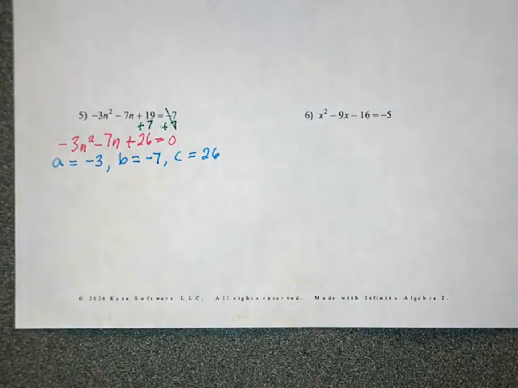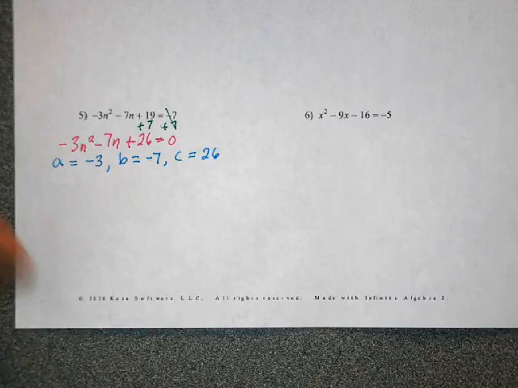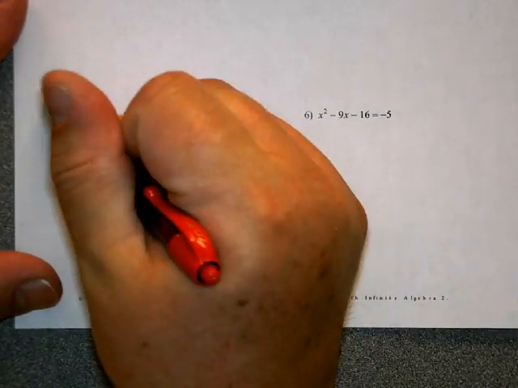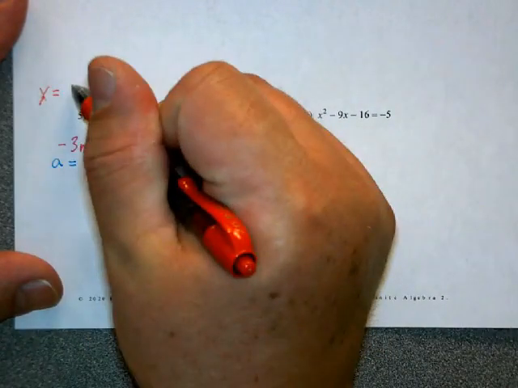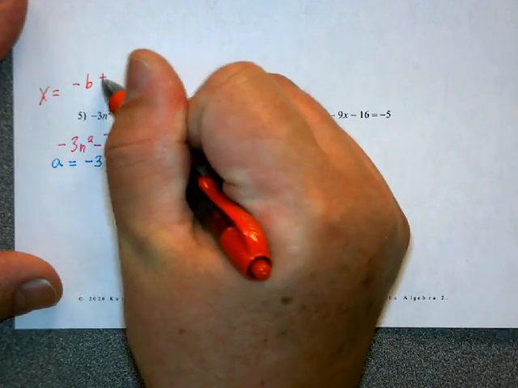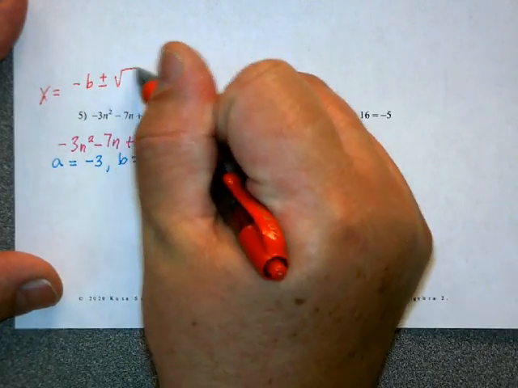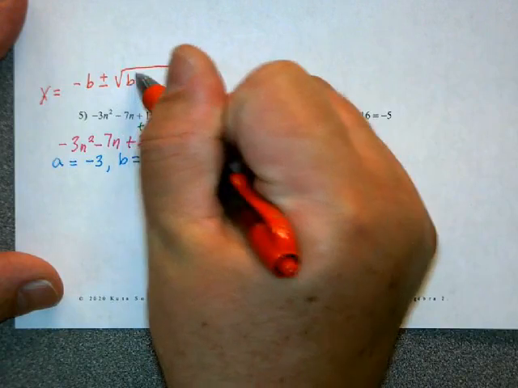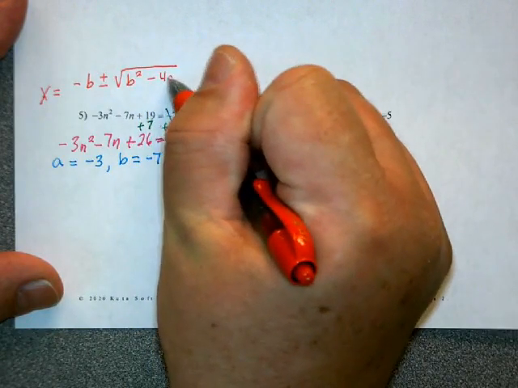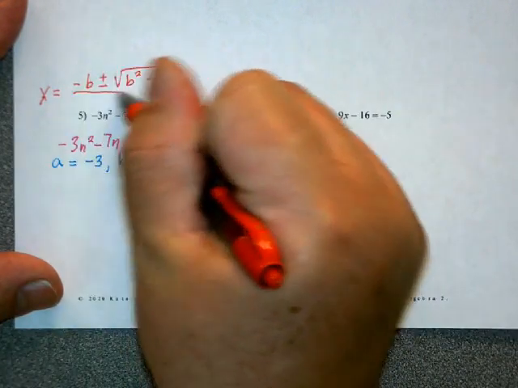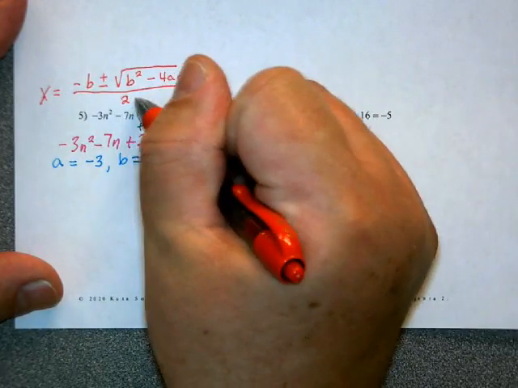Okay, and let me see if I can remember this formula off the top of my head. Let's see, x equals negative b plus or minus the square root of b squared minus 4ac, all divided by, good, 2a.